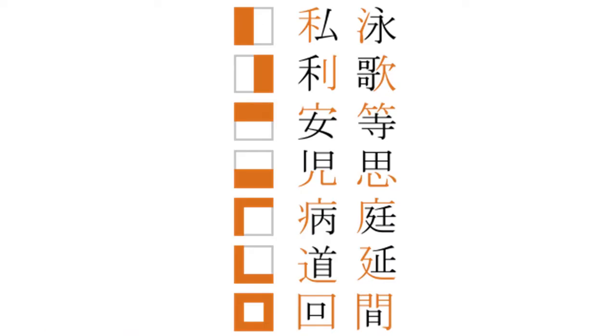So what are radicals? Well, radicals are the way to find characters in a Chinese dictionary. A radical can be the whole character, or it can be on the left, underneath, on top of, to the right, or all around a character. And here you can see a whole load of examples.